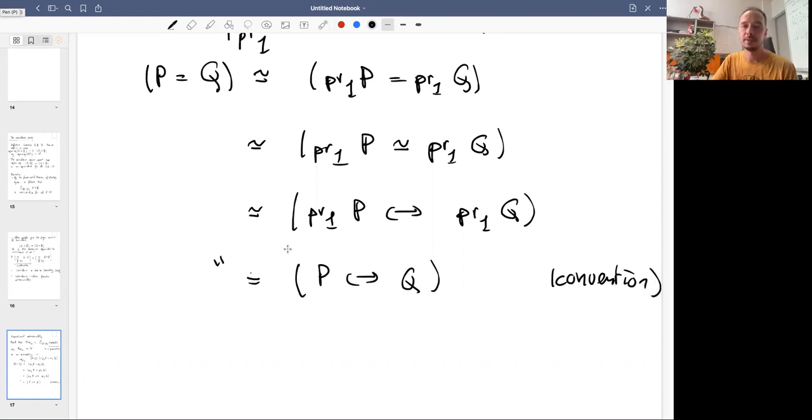Because we usually don't write the projections explicitly. Let me just put quotation marks there also. But this is usually how you see it. The type of equalities between two propositions is equivalent to the type of logical equivalences between them. And it follows from univalence. So the univalence axiom is used here.